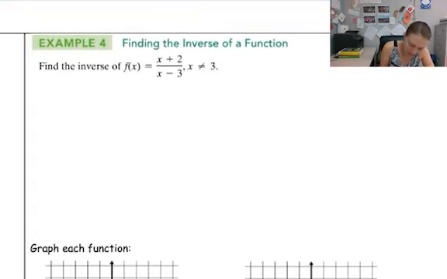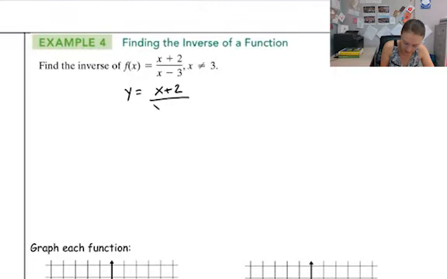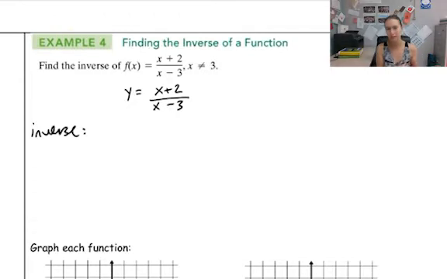So the first piece, I can rethink about this as y equals x plus 2 over x minus 3. And then for my inverse, and I always like to write the word inverse so that I'm communicating to my grader why I'm switching x and y, I'm going to make it x equals y plus 2 over y minus 3. Now I need to isolate the y. We have two y's, so we have a little bit of work to do here.